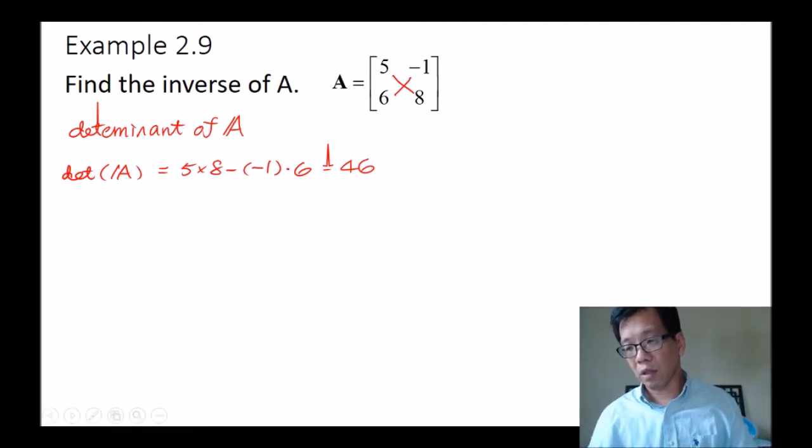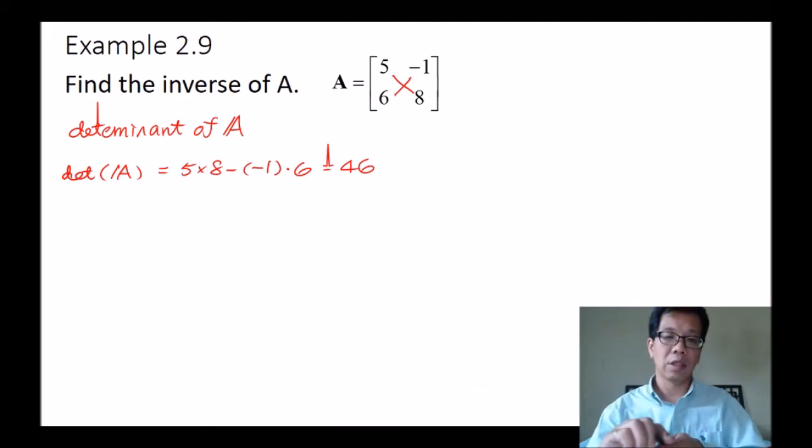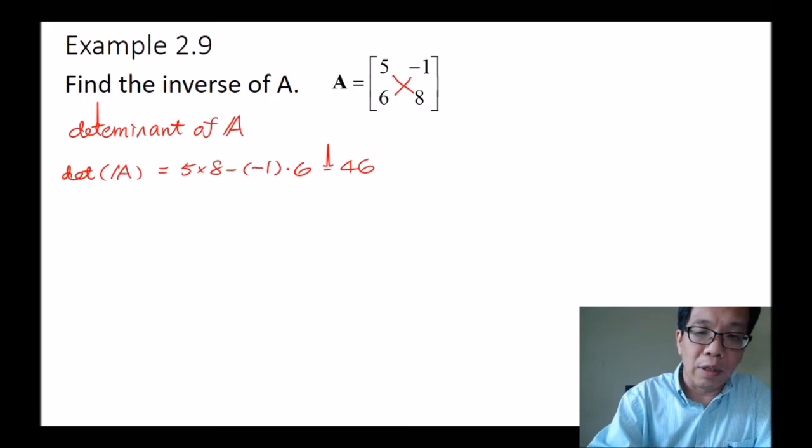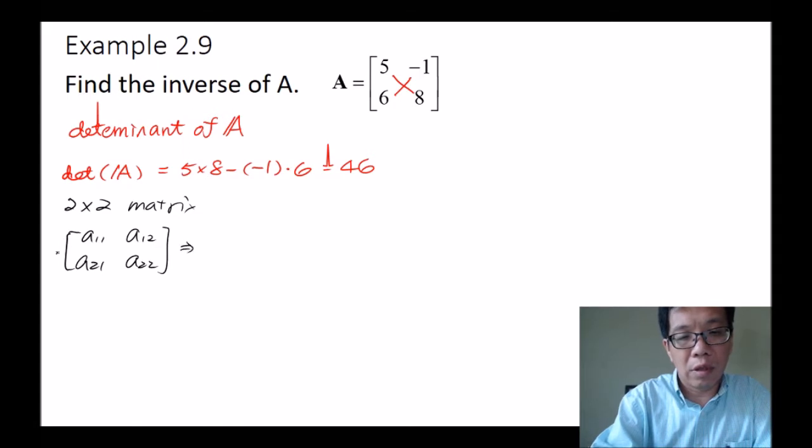Again, I would like to change the color to black. So the formula of a 2 by 2 matrix is actually pretty straightforward. I got A11, A12, A21, A22. That is my A matrix.